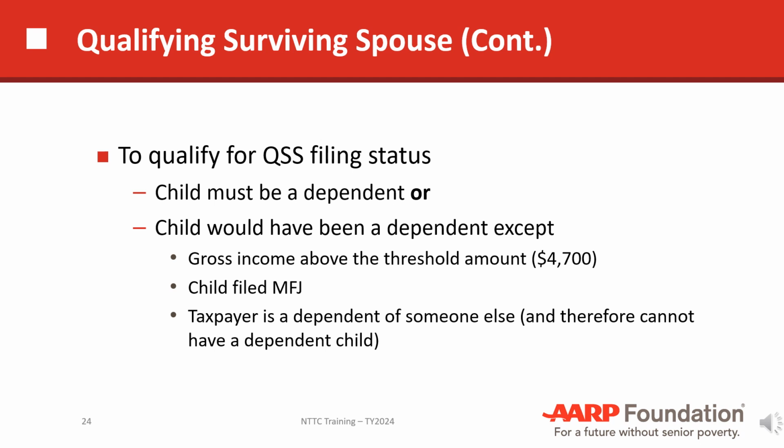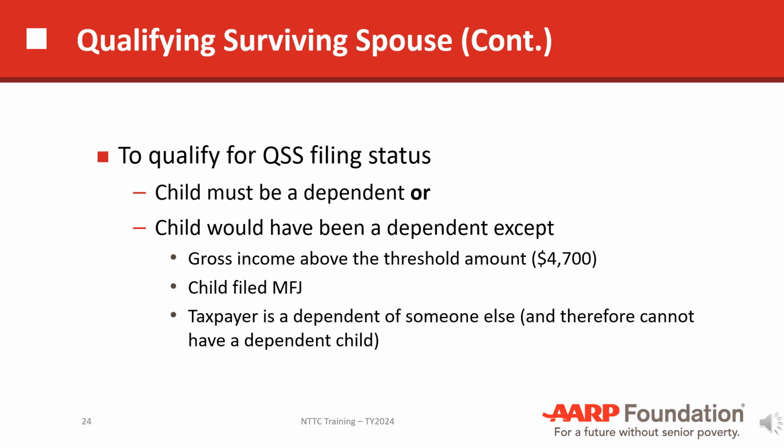A little more on the qualifying surviving spouse. To qualify for the QSS filing status, the child must be a dependent, or fit one of the situations that follow. The child would have been a dependent except their gross income was above the threshold amount of $4,700 for tax year 2024. That, by the way, is the same number that's used to determine whether a taxpayer qualifies for using the head of household filing status.